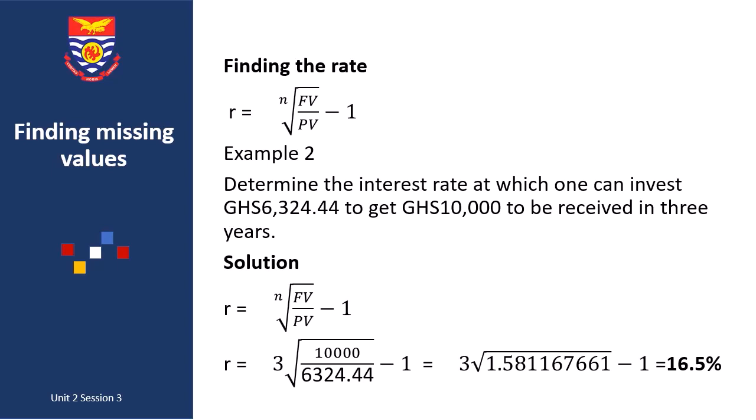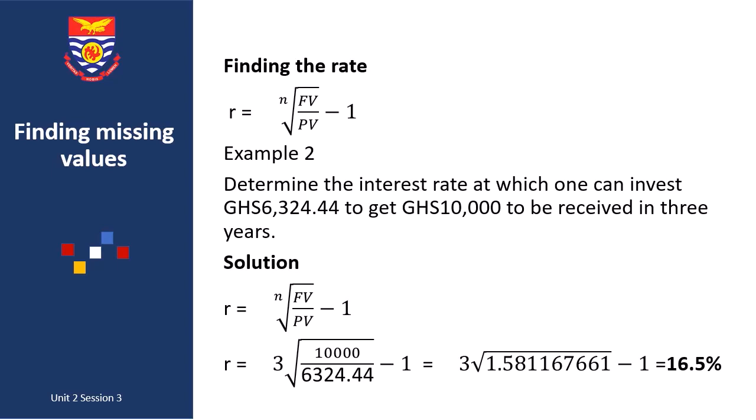I hope you still remember your basic mathematics from the SHS. So you just change the subject, you make R the subject, and you get a new equation. So R is equal to the nth root of future value over present value, minus 1. So this is the formula for finding the rate if you are given the future value and present value, and you are asked to find the rate.